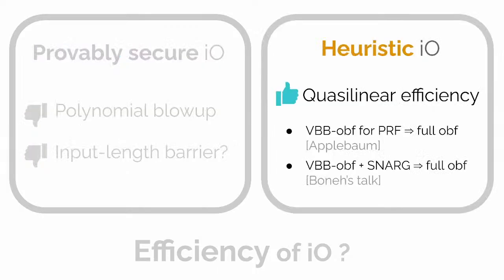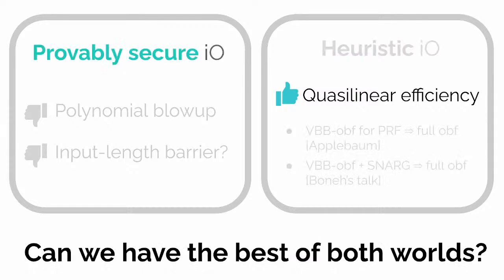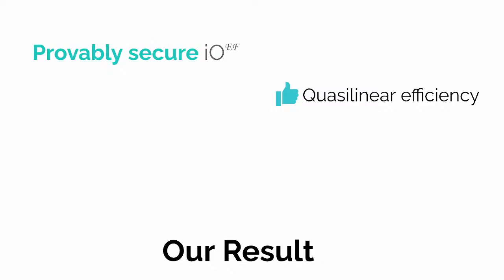But there's also another line of work that has focused on efficiency, where they want to make I/O practical. But these constructions rely on VPP obfuscation, and as we know, VPP obfuscation is impossible. So these schemes are heuristic, and they don't have provable security. In this talk, I want to show you how to get the best of both worlds. We want both provable security, but we also want to achieve quasi-linear efficiency.